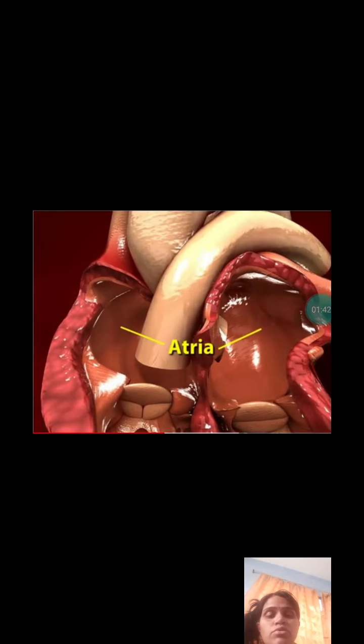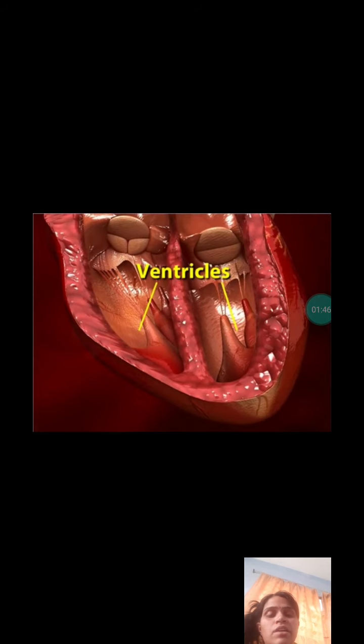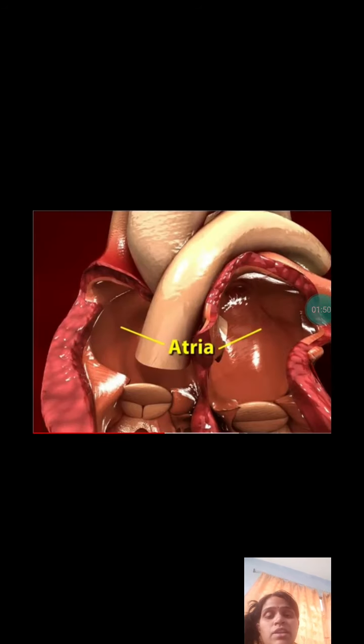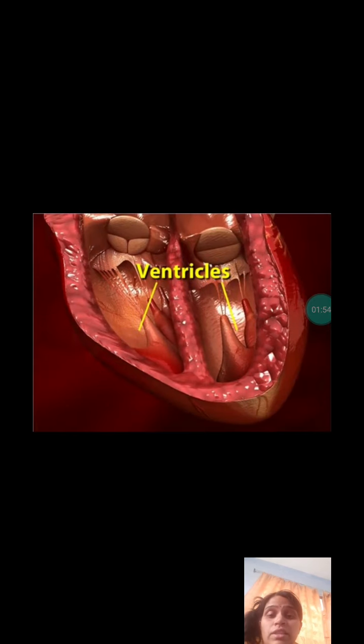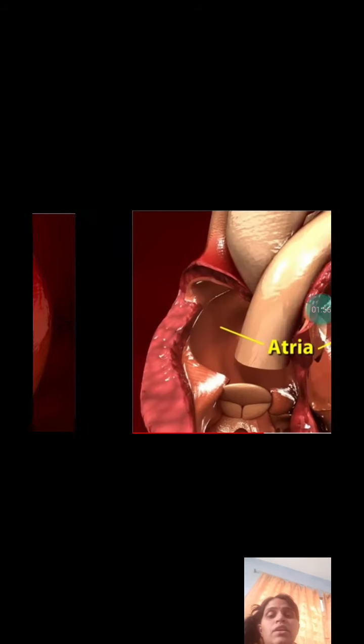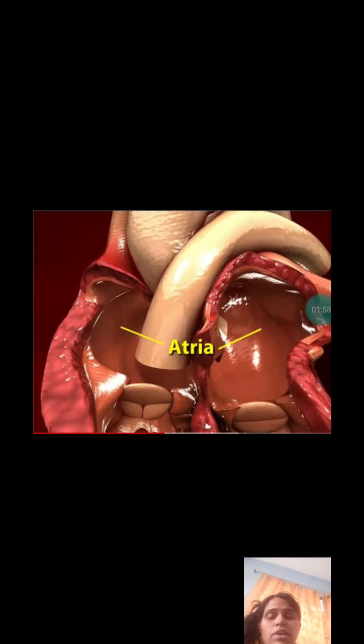The upper 2 chambers are called atria, whereas the lower 2 chambers are called ventricles. Atria is the plural form; in singular we can say it is atrium.